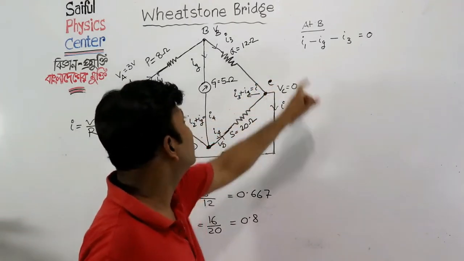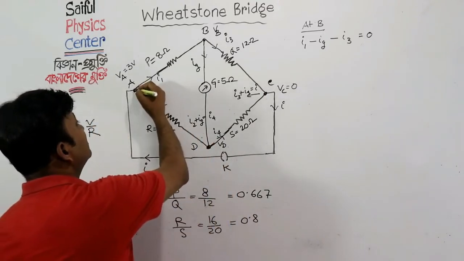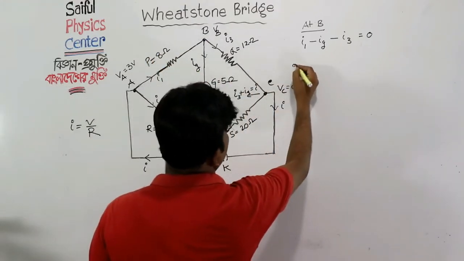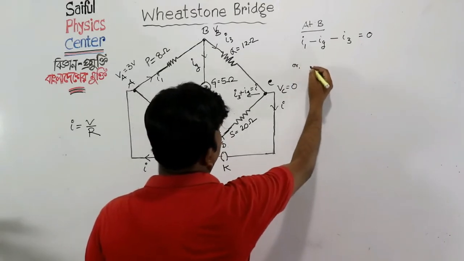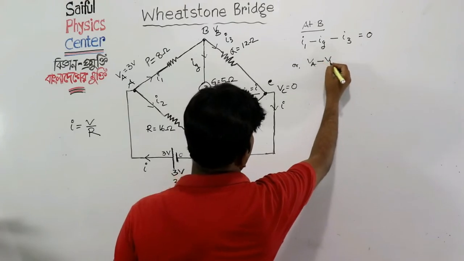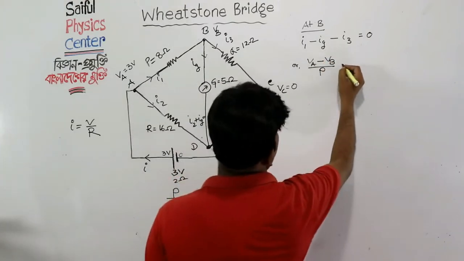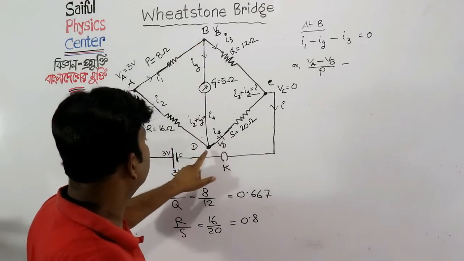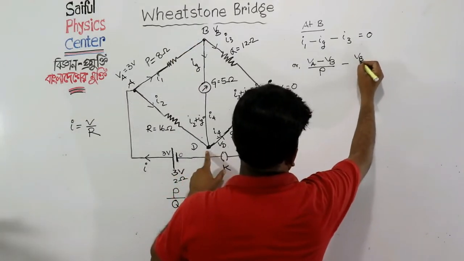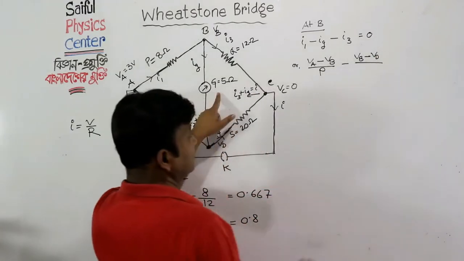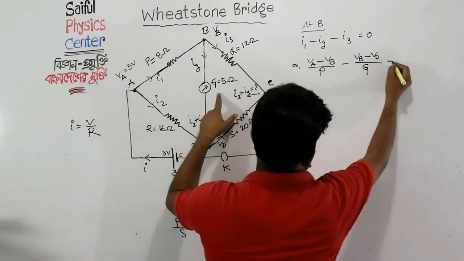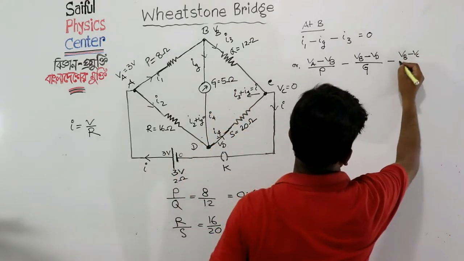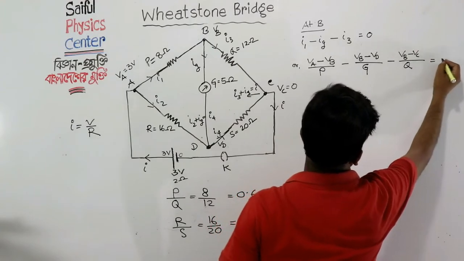Therefore here I1 can be written as the potential difference between the junction A and B, and the associated resistance is P. So using Ohm's law, we can write I1 as VA minus VB divided by P. Similarly, we can write IG, the potential difference between B and D, as VB minus VD divided by the resistance G. Minus I3, which is VB minus VC divided by the resistance Q, equals zero.